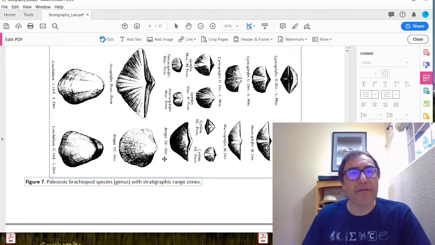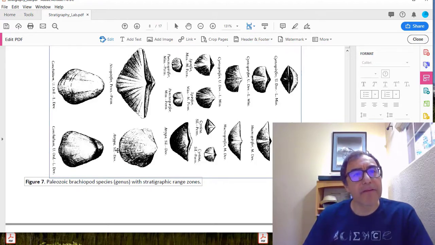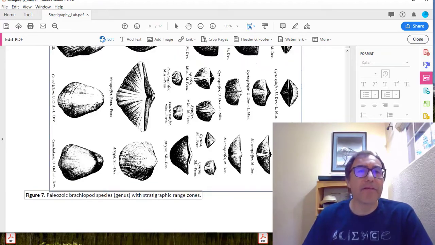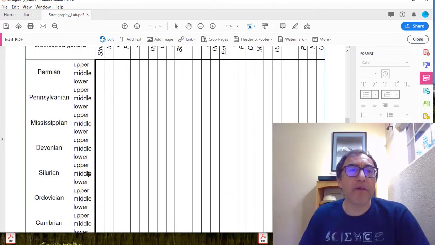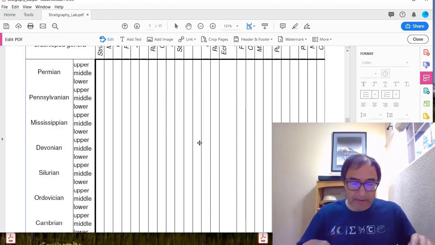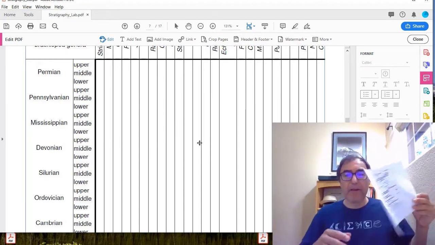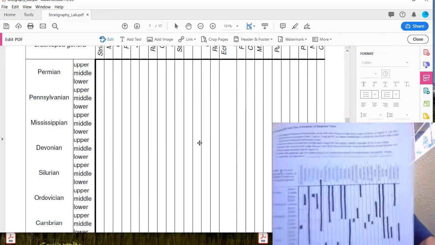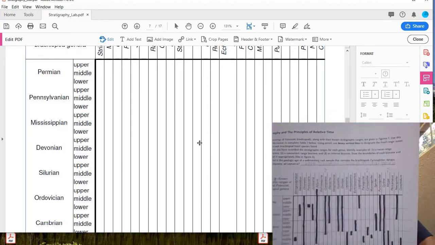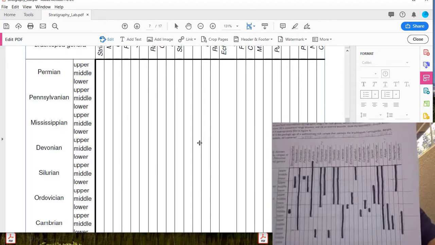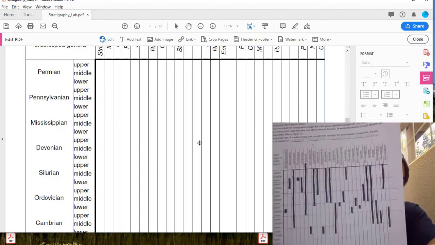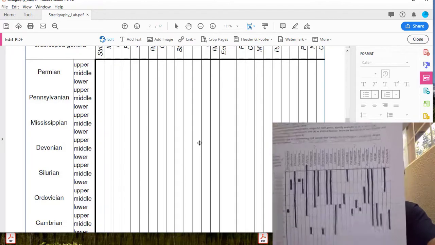You look, for example, Atrypa here is Silurian to Devonian, right? So you would mark out that region, Silurian to Devonian. And you want to note whether it's middle to upper or lower. I've done it on mine, and let me see if I can show you here. You want to show these heavy dashed lines on there for each individual fossil species. I don't know if you can see that there. Make sure you get this correct, because I will be checking this when you submit it in the lab. I want to see your work.